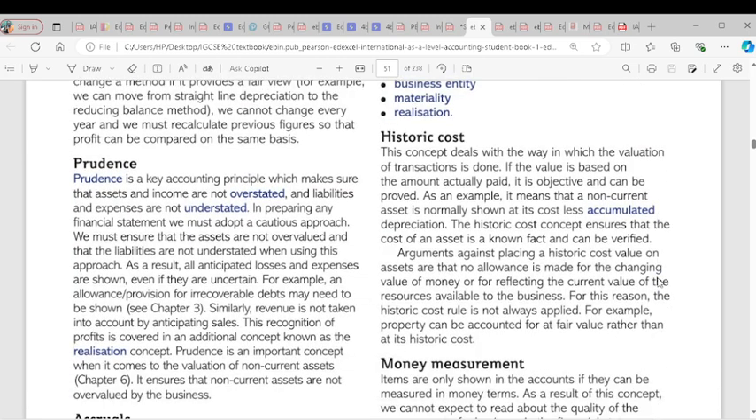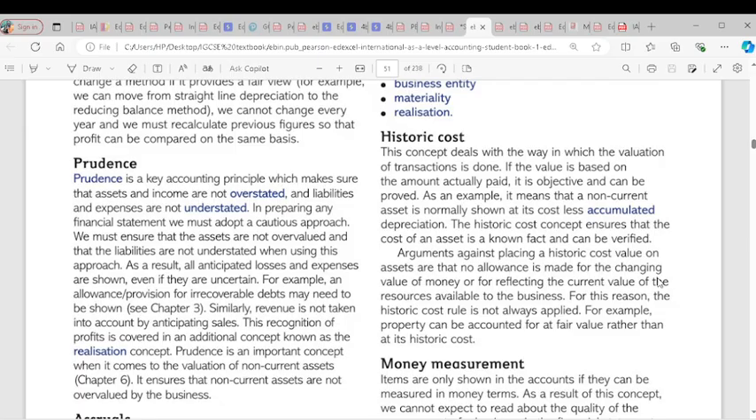The third one here is prudence. Prudence is an accounting principle which makes sure that assets and income are not overstated and liabilities and expenses are not understated. Most of the time, a business might incur more liabilities. As soon as it incurs more liabilities, it has to state the liabilities the way they are, not make it look good in the eyes of the stakeholders. No. Whatever accounting values you have, you must not overstate or understate them. You have to state them the way they are. That is prudence.